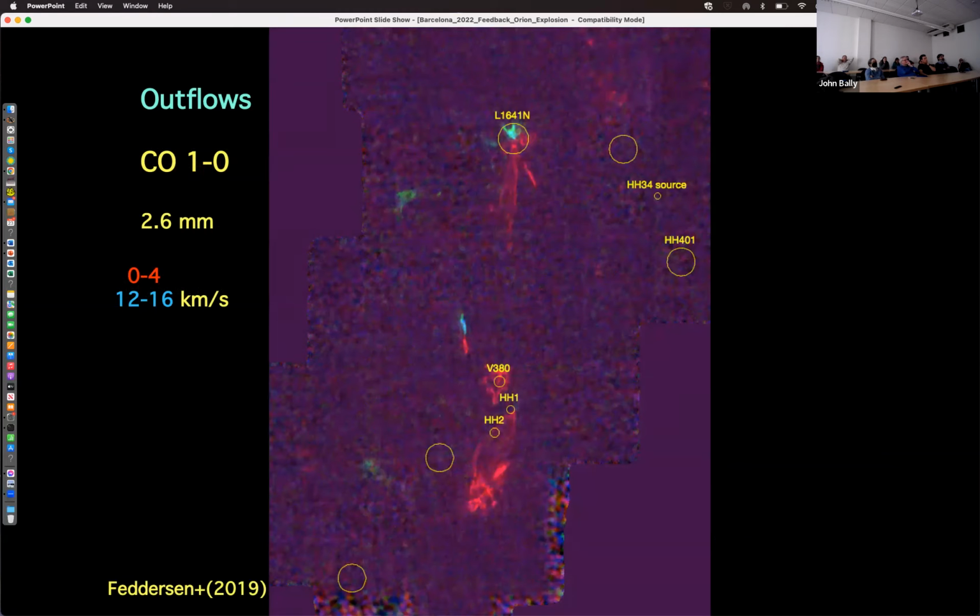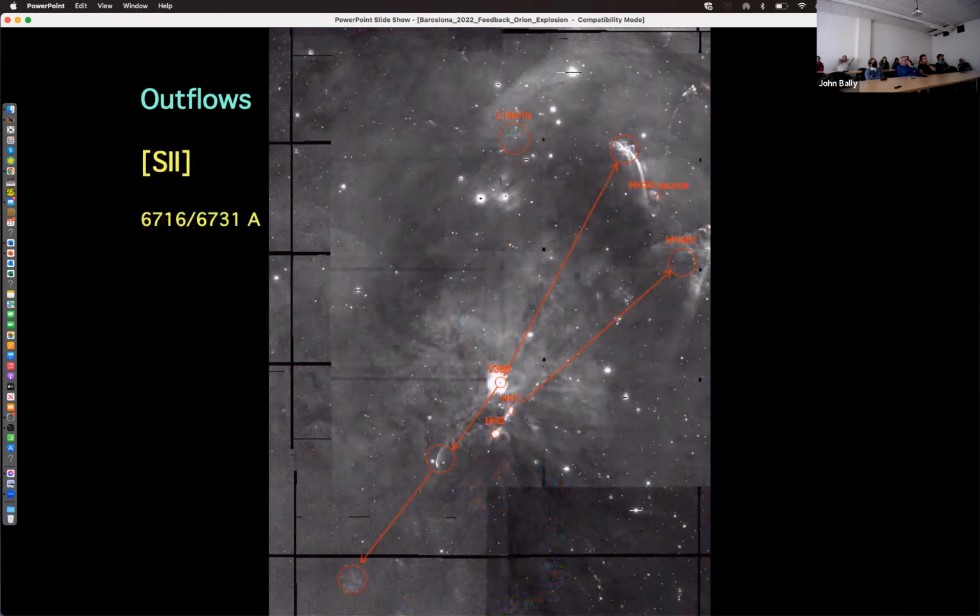What does this look like in the optical? There's the optical view. V380 with reflection nebula. HH1 and 2 discovered by George Herbig and Guillermo Haro of Mexico, 1949 and 1950. By the way, if you don't know this, go read George Herbig's biography. It's available for free on the University of Hawaii website. It's a fantastic read.